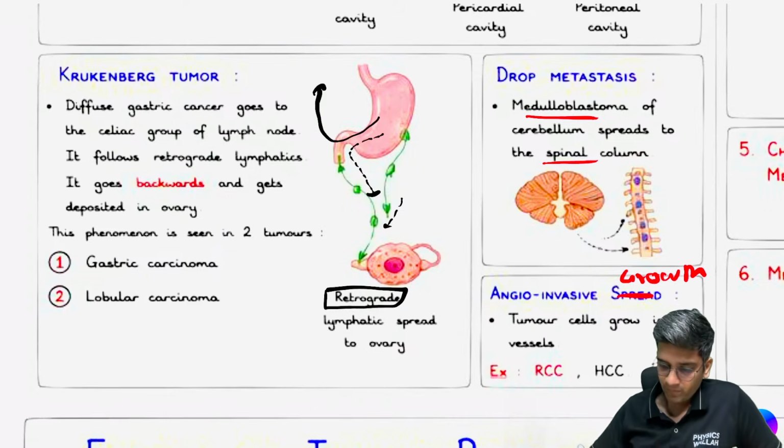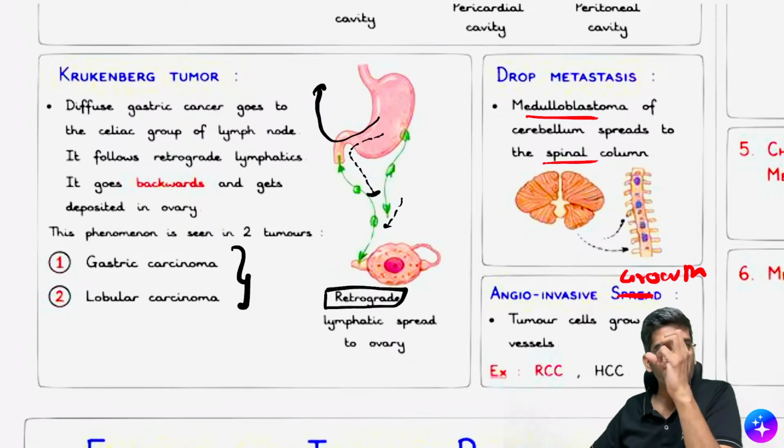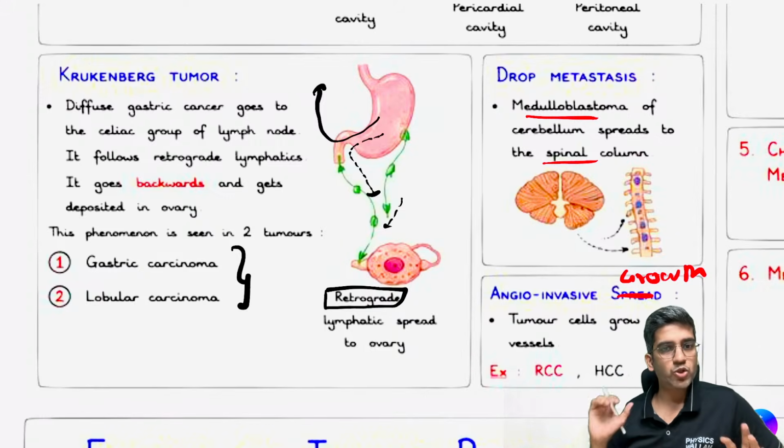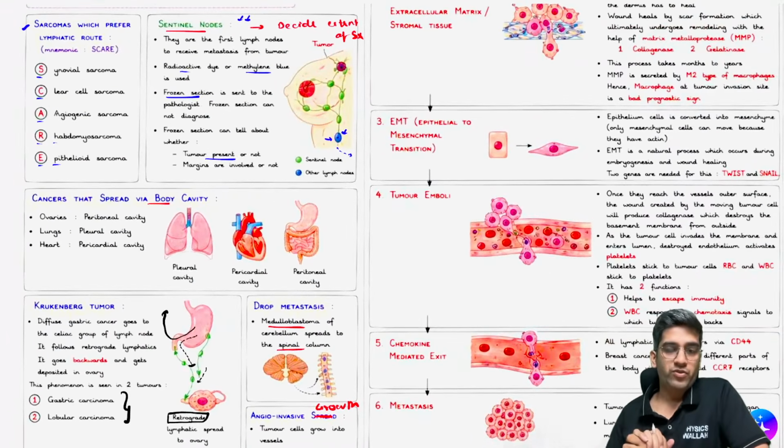Why does it go? Because both of them will have E-cadherin loss. The tumor cells are not coherent. They are dispersed, so they can go anywhere they want, go in the back direction, go to the ovary, right? That's also a classical type of spread, right? Now, we have all the routes of spread for cancer.